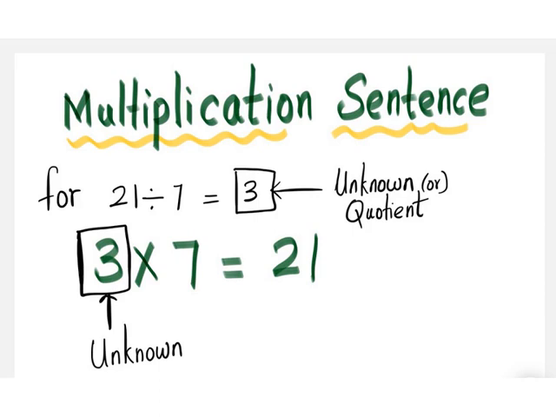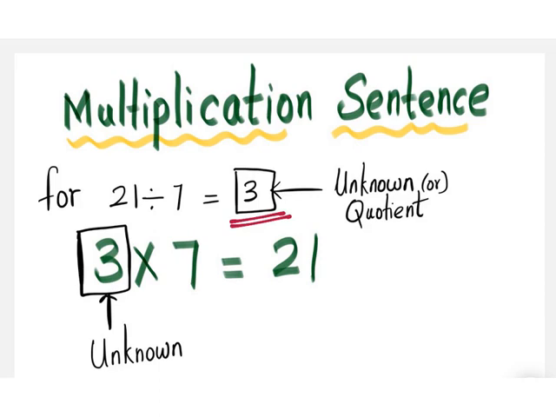Here is an example for inverse of division. So 3 times 7 equals 21. That is a multiplication sentence. 21 divided by 7 equals 3. That is a division sentence. So if you see here in the division sentence, I have started with 21. I have started dividing 21 by 7. And I'm getting a whole number 3.